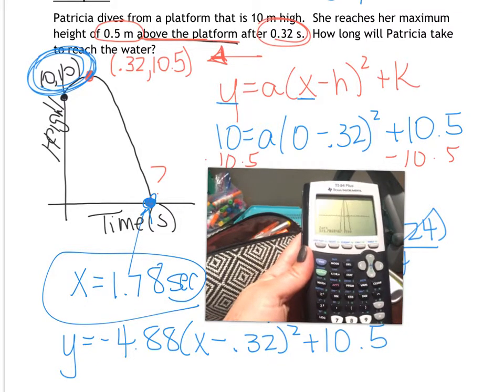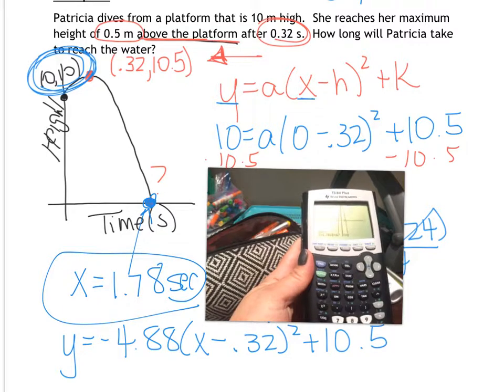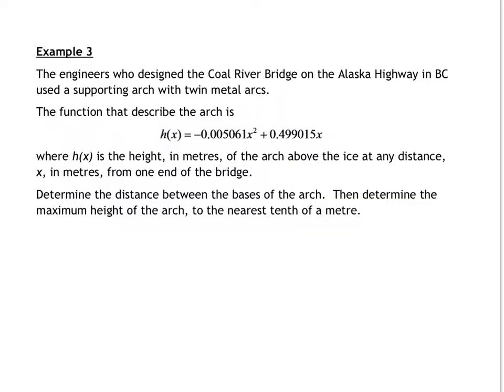All right, that's the answer to the question. Let's have a look at example 3. Example 3 says, the engineers who designed the Coal River Bridge on the Alaska Highway in BC used a supporting arch with twin metal arcs. The function that describes the arc is this equation right here.